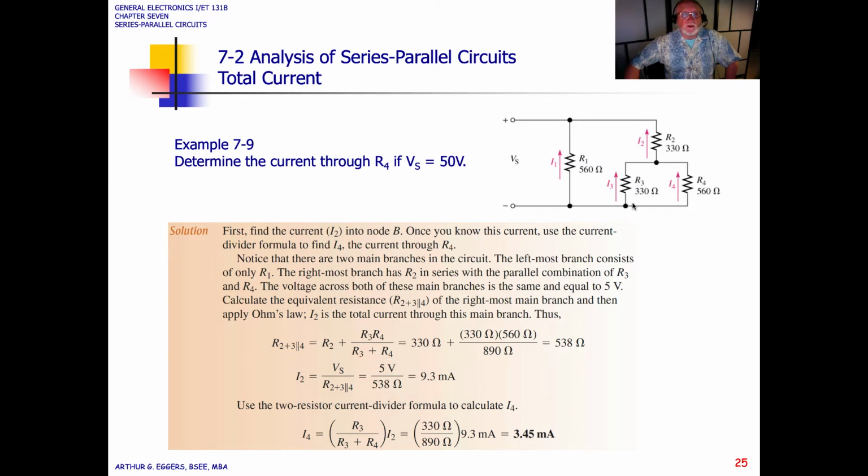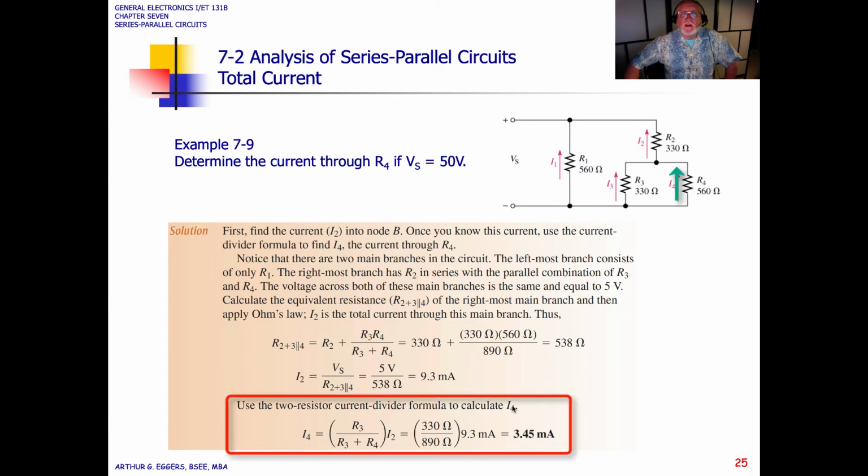So that's over here. Use the two resistor current divider formula to calculate I4 right there. I4 is equal to R3, the opposite resistor, divided by the sum R3 plus R4, times I2. That gives us 330 ohms over 890 ohms, times 9.3 milliamps, or 3.45 milliamps. So that's our current here, I4.